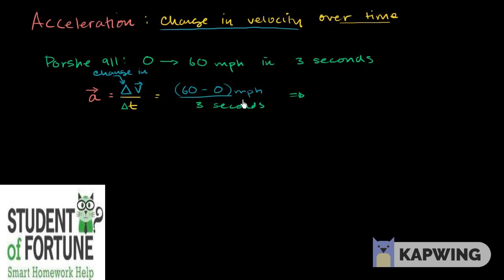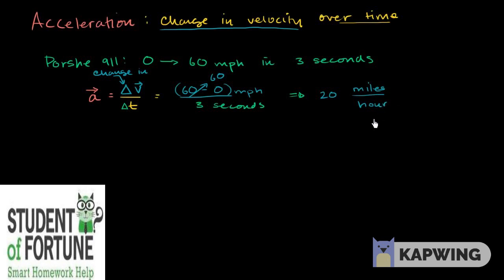Let me write this down. So this top part is 60. 60 divided by 3 is 20. So we get 20, but then the units are a little bit strange. We have miles per hour. Instead of writing mph, I'm going to write miles per hour. That's the same thing as mph. And then in the denominator right over here, we have seconds, which is a little bit strange. And as you'll see, the units for acceleration do seem a little bit strange. But if we think it through, it actually might make a little bit of sense.